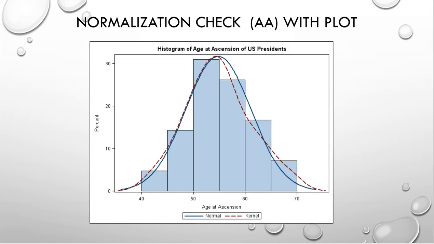Using the histogram, I can visualize whether the AA's distribution is normal, based on the help of the normal curve and the kernel density curve. We can see that the data is normally distributed.